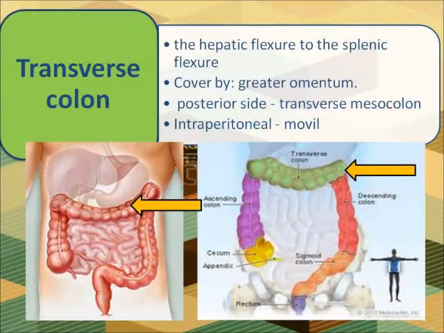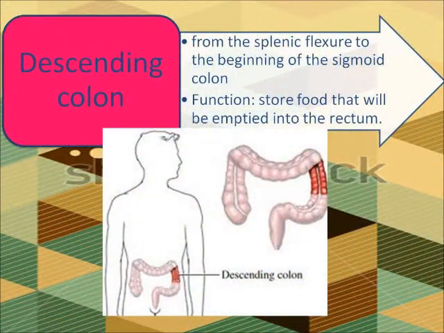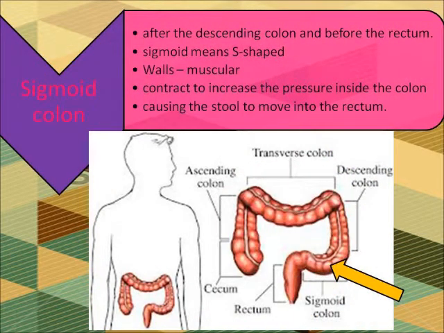The transverse colon goes from the hepatic flexure to the splenic flexure. It is covered by the greater omentum, and on its posterior side we can find the transverse mesocolon. It's an intraperitoneal organ and it's mobile. The descending colon goes from the splenic flexure to the beginning of the sigmoid colon. Its function is to store stool that will be emptied into the rectum. The sigmoid colon comes after the descending colon and before the rectum. It is S-shaped and has muscular walls that contract to increase the pressure inside the colon, causing the stool to move into the rectum.